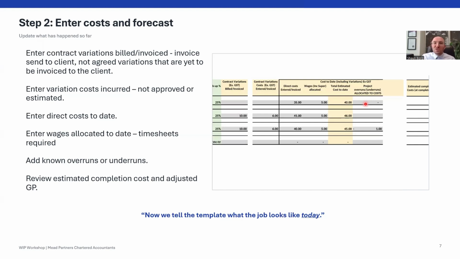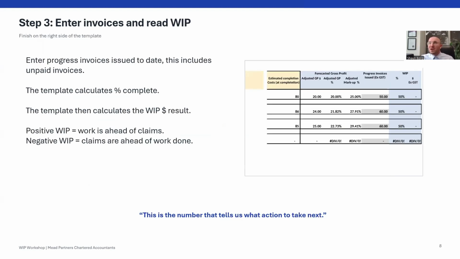This section also helps the expected final gross profit on the job, because it'll adjust our cost to completion, which then, moving into the next slide, adjusts our forecasted adjusted gross profit and adjusted margin and markup percentages as well. So it enables us to see if we're losing or gaining margin on the job.